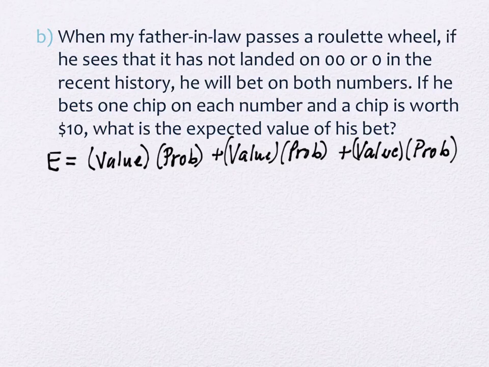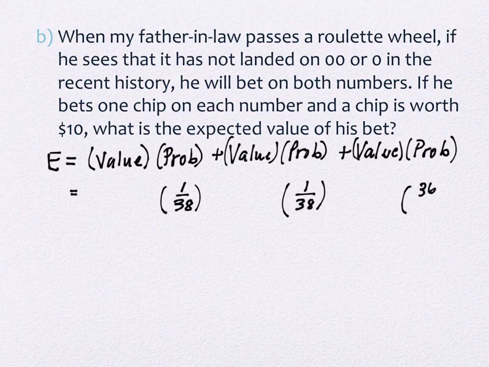It could land on 0, right? So if it lands on 0, we know that the probability of that happening is 1 out of 38, correct? It could land on 00, and the probability of that happening is also 1 out of 38. Those are both scenarios where he wins. And it could land on one of the others. So how likely is it that it lands on something that's not 0 or 00? 36 over 38. Okay, so far so good. Those are the probabilities. Now let's go back and do the values.